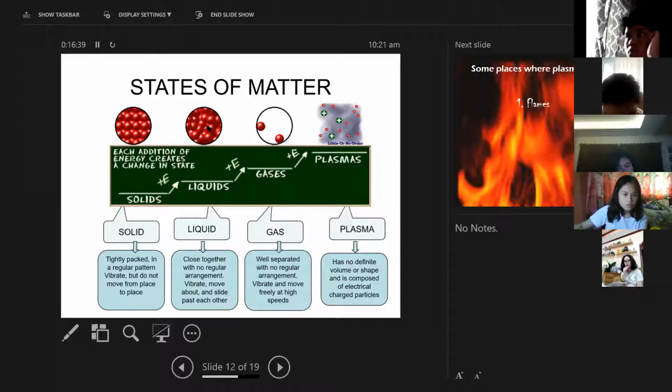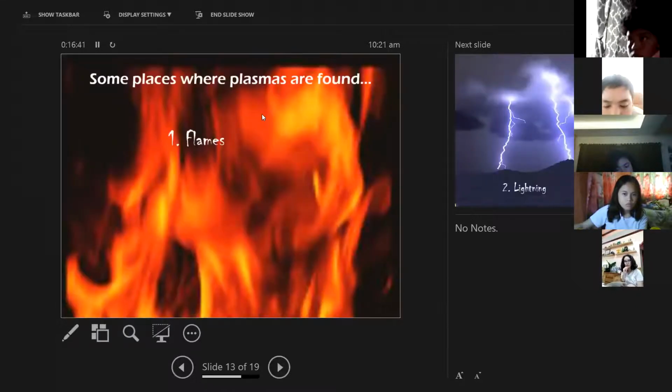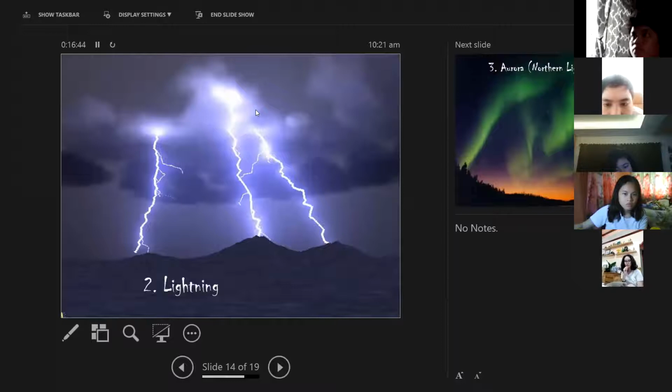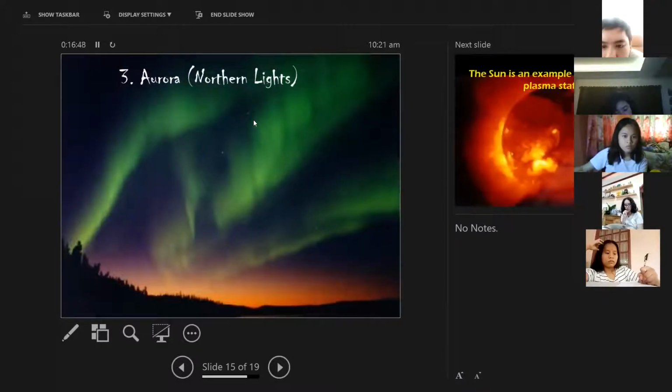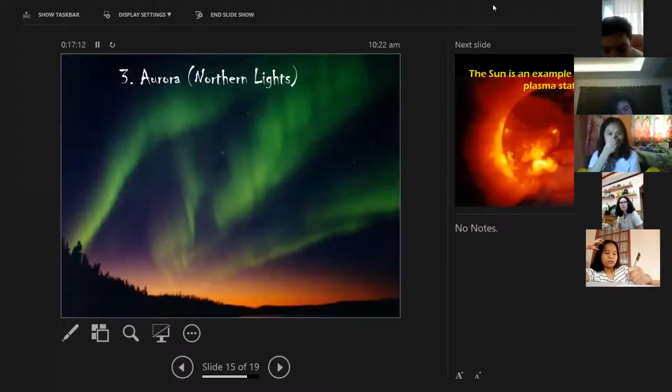Some plasmas occur in flames, in lightning, and in the northern lights. This is the northern lights that I mean, aurora borealis. These northern lights occur in the ionosphere. When the solar rays hit the ions in the thermosphere, comes the play of lights, which is the aurora borealis or the northern lights. The southern lights is the aurora australis.